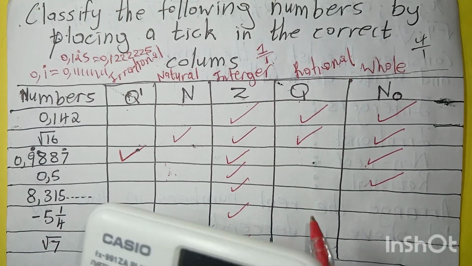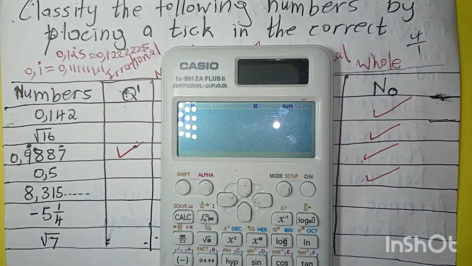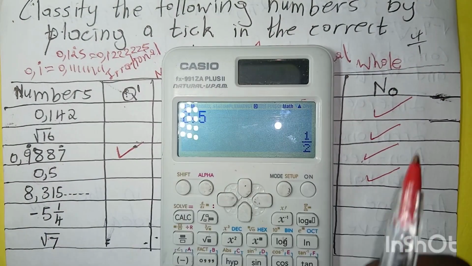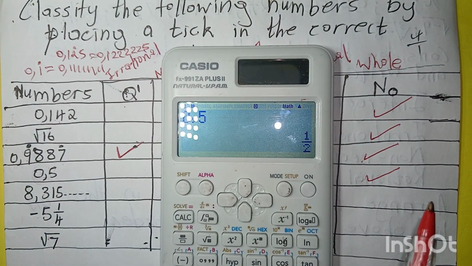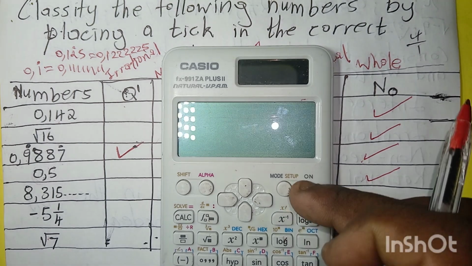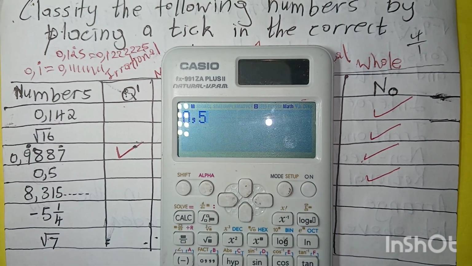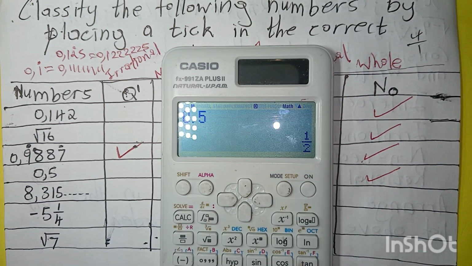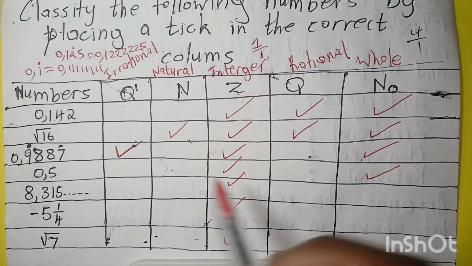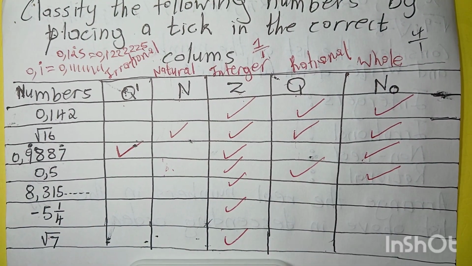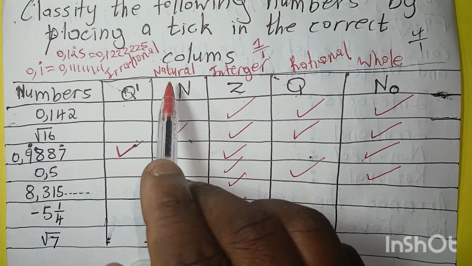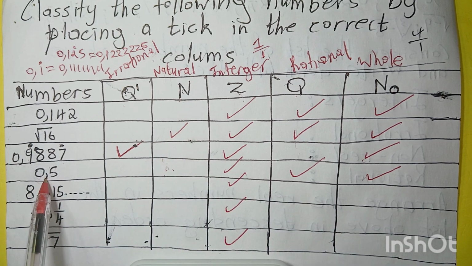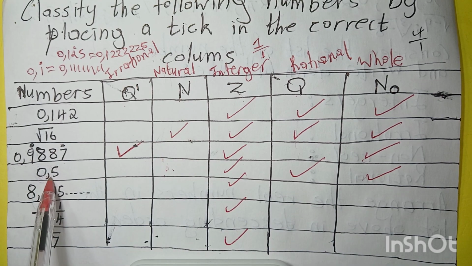And this number, can we make it as a fraction? Let me check. 0,5 is equal to... Oh, sorry. So here it's 0,5. It's equal to... Yeah, you can make it as a fraction, this one. So is it a natural number? Because it is less than 1, it's not a natural number. Do you see? It's not bigger than 1.